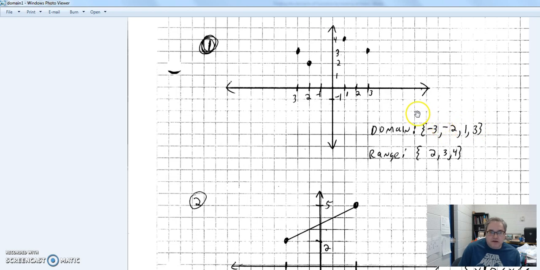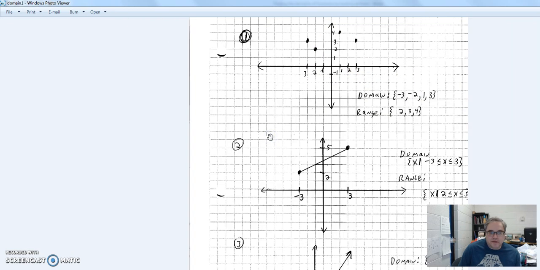The range, on the other hand, are my y values that go with these points. So looking at my y values, this point has a y value of 2. That's why I have a 2 there. This point and this point both have a y value of 3, which is okay. Still a function, so I have a 3 marked down. And that point has a y value of 4, so my range would be 2, 3, 4. Now this is one type of problem. I wouldn't have this on a test, but you will have some homework questions on it.